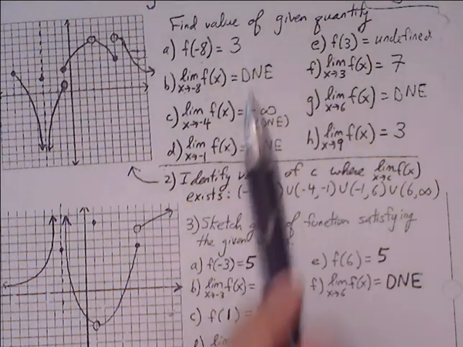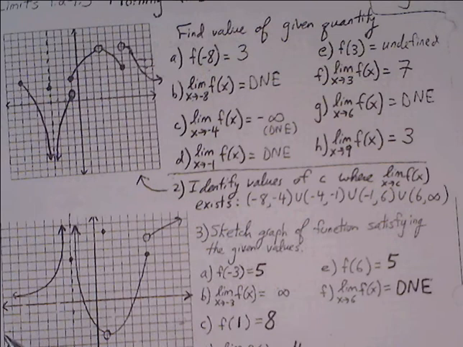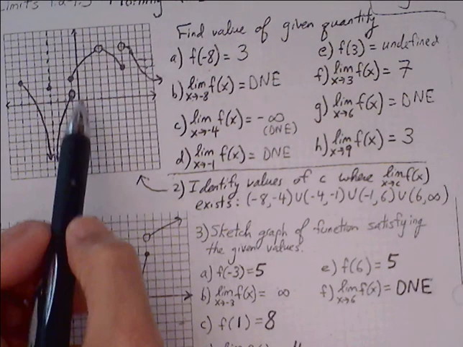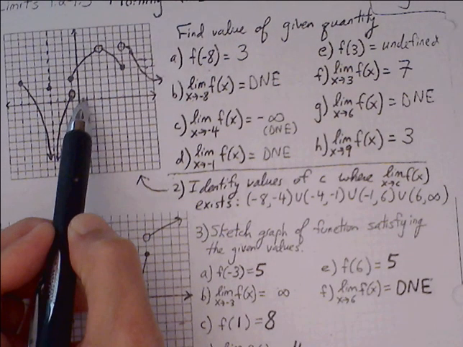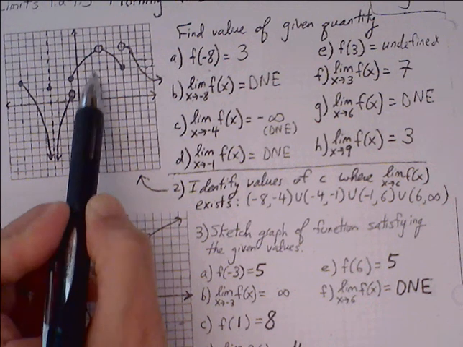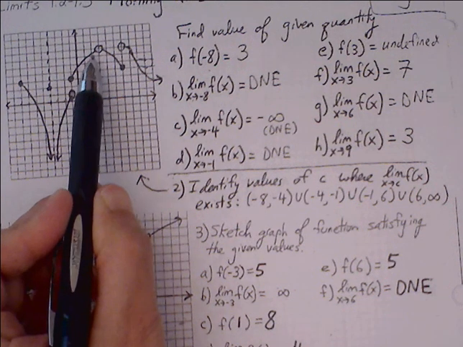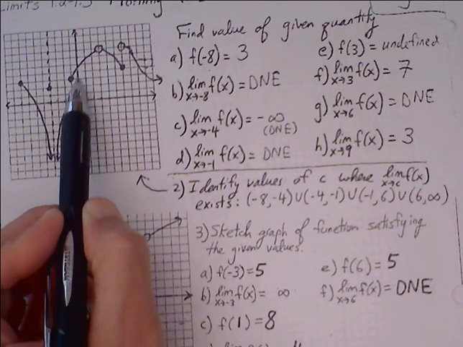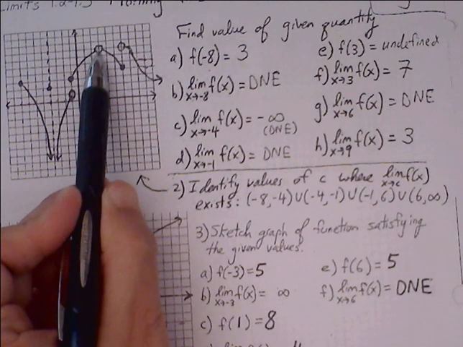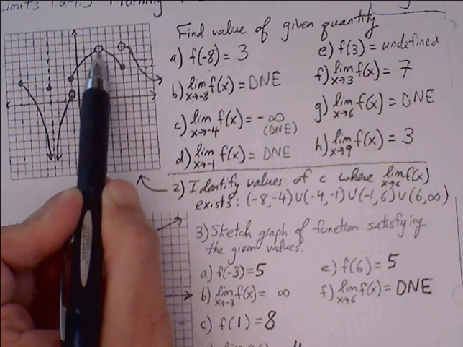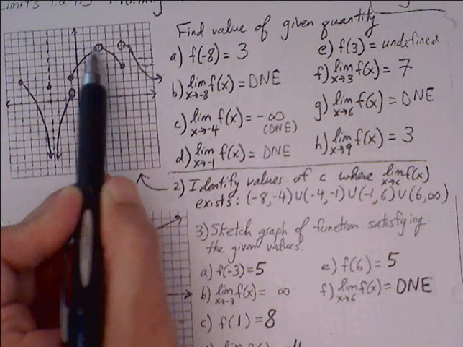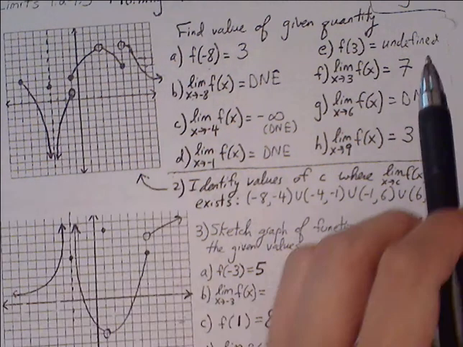For E, f of 3, so we're looking to see, does the point exist at +3? 1, 2, 3. At 3, we see there's a hole. There's no ordered pair at this point, so we say the point is undefined or does not exist.